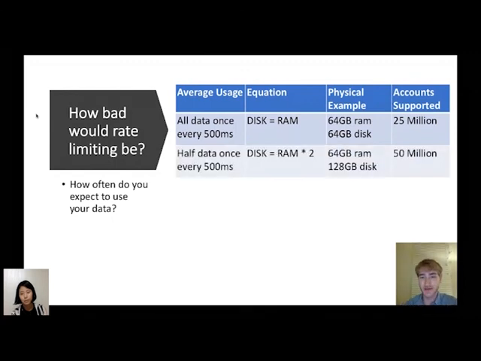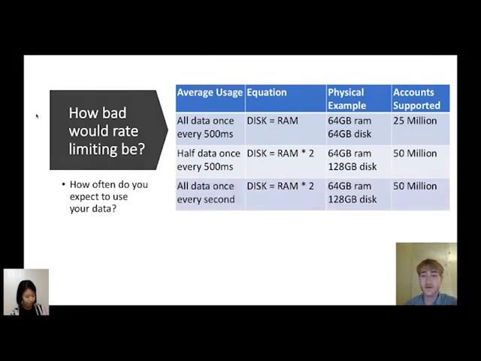It's not a lot. So what would happen if we say, okay, share, interleave your accounts. You can access half your data every block and the other half on the next block perhaps, but half. So that means that your RAM is now backed by twice as much disk. That would allow you to support twice as many accounts, 50 million. And you don't have to interleave this way, half your data. You could do it the opposite. You could do all your data once every other block, right? So every second, instead of every half second, you can access all your data.